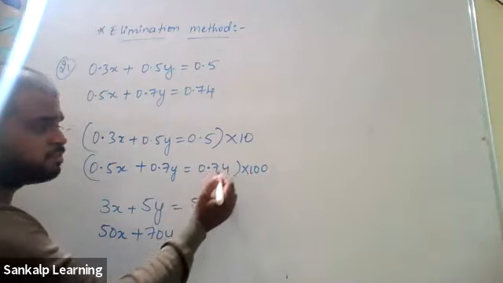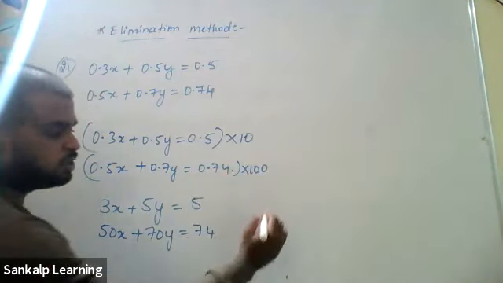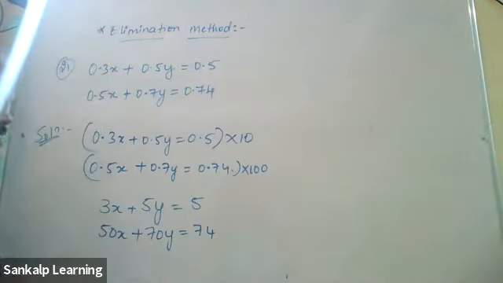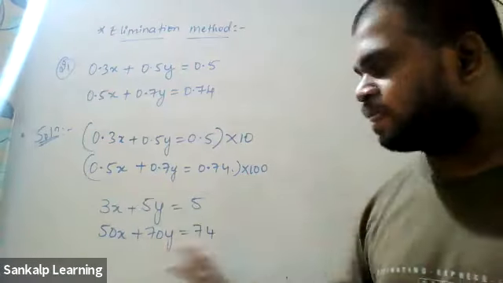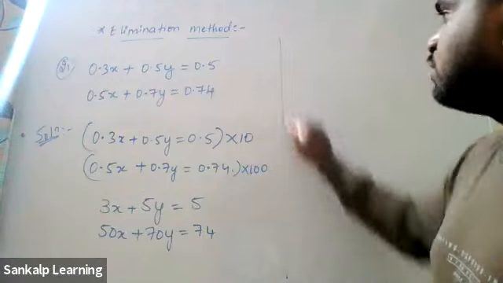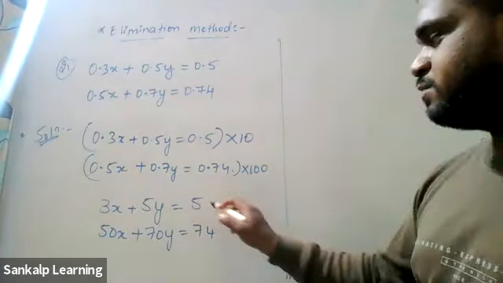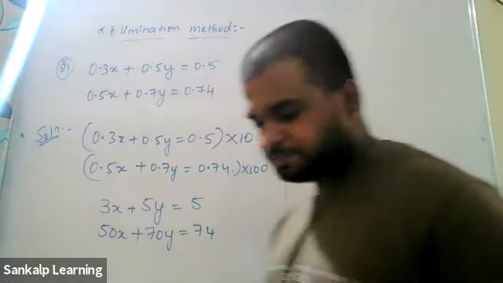0.74 into 100 is not 740. It won't be 740, you have to shift two times. Once it goes here and once again here. So it becomes 74. Actually it comes as 74.0. We'll simply write it as 74. You got the original form, right? Previous questions were all like this. I guess from here you can solve it. Yeah. 3x plus 5y is equal to 5. 50x plus 70y is equal to 74. From here you can solve it.